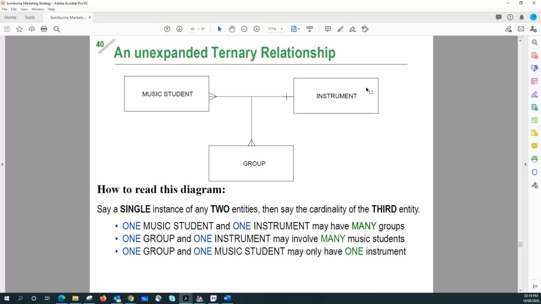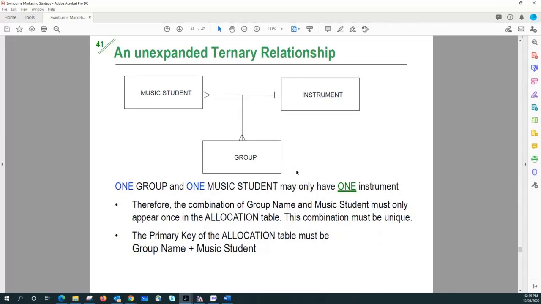And then the third relationship: one music student in one group can play only one instrument. So that is the business rule we need to capture, isn't it? One music student in one group can play only one instrument. But the other relationships are all many. So group-instrument is many, student-instrument is many, but this combination is the only one.